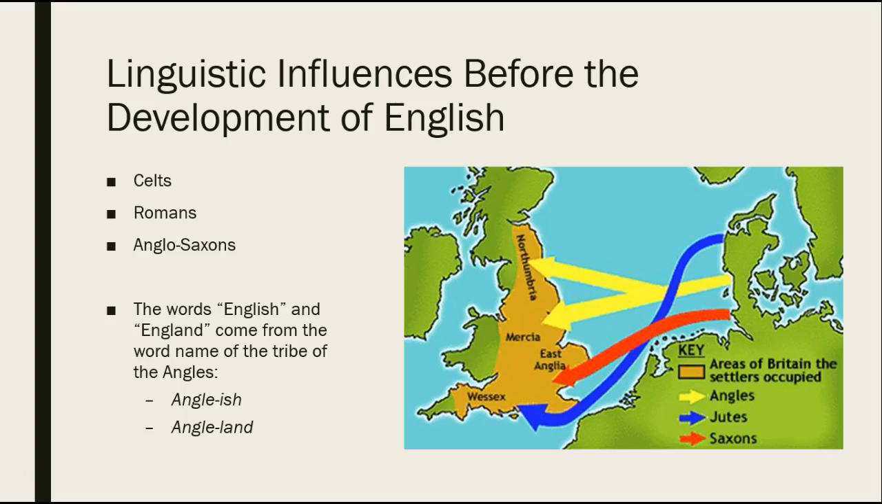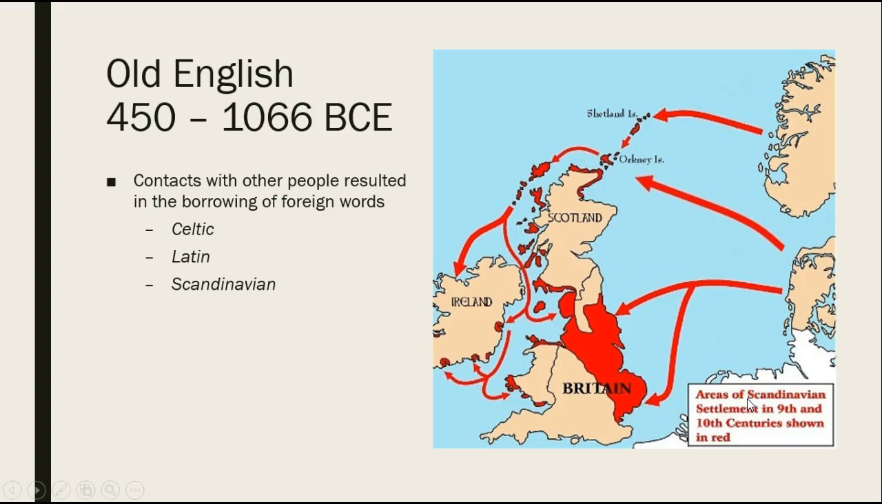And so actually the words English and England come from the name of the tribe of the Angles. So Angle-ish, English, and Angle-land. Of course, often when we talk about these people, I don't know, the Jutes, like they lost their billing altogether. We talk about the Anglo-Saxons. And so here you can see on this map that we have these 3 different groups of people all coming into England. All right, so Old English from 450 to 1066. Old English is also called Anglo-Saxon.